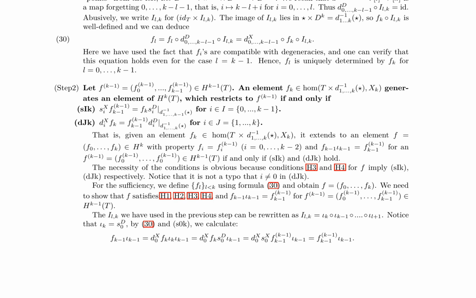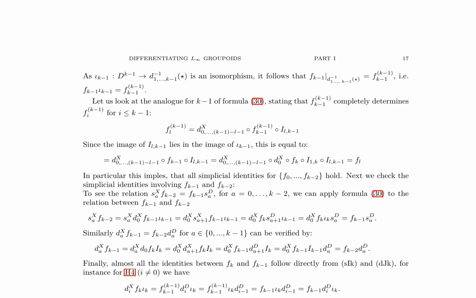The authors conclude that H0(T) equals Hom(T, X0) is representable, and that Hk(T) can be realized as a pullback of Hk-1(T) and Hom(T^k, Xk) via the forgetful and inclusion maps. This research contributes significantly to the understanding of higher categories in homotopy theory, providing a detailed framework for their construction and properties. The page discusses differentiating L-infinity groupoids, focusing on the specific case of K1.